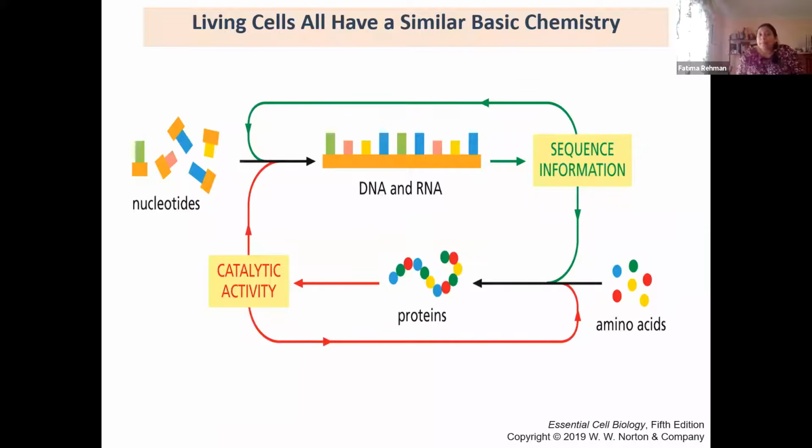Now, to start with similarities between all these organisms, whether they are a single cell, multi-cell, a plant or an animal, we go inward into the molecules.